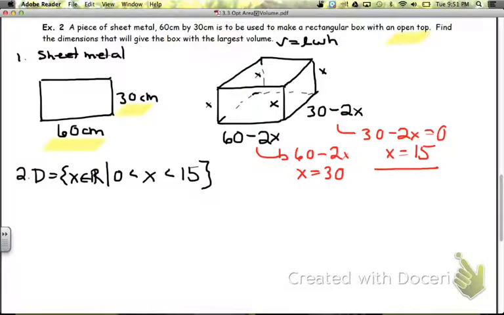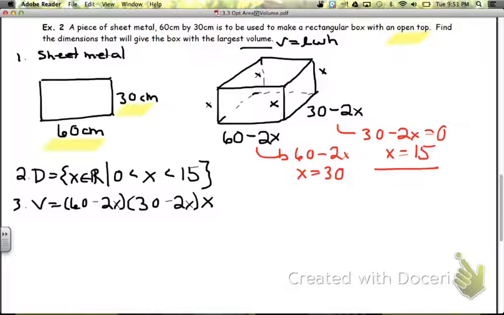Because you need to also make sure that it satisfies each of the length or the width, all of your values. So our next one, number 3, we want to have a formula to find our max or our min. Our formula, we know here that we're going to use volume. So our volume, remember, is just our length, so 60 minus 2x, times our width, so 30 minus 2x, times our height, which is just x.